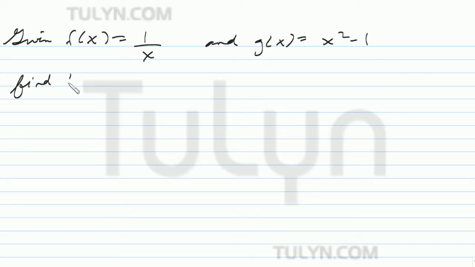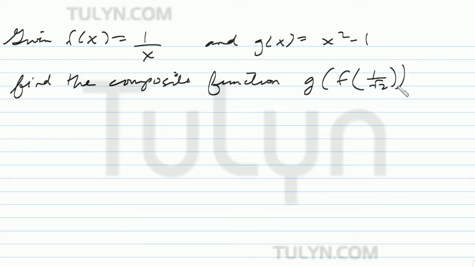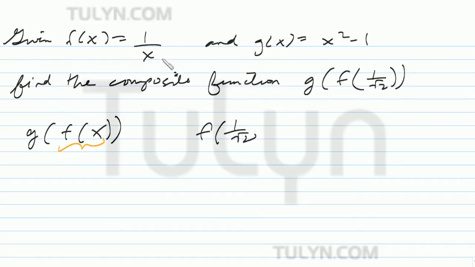Given f of x equals 1 over x, and g of x equals x squared minus 1, find the composite function g of f of 1 divided by radical 2. Whenever you're given something like this with double parentheses, do the inner parentheses first. That's f of 1 divided by radical 2. Let's just go ahead and replace that back. Number 1, you're going to find the innermost parentheses first, handle that, and then apply.